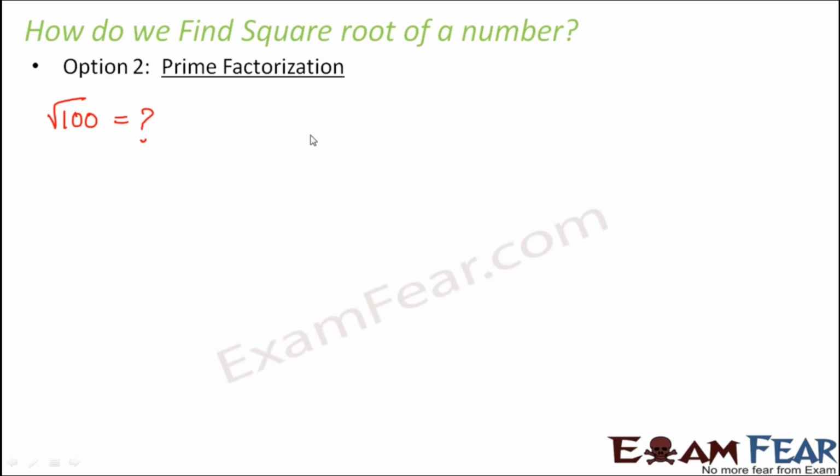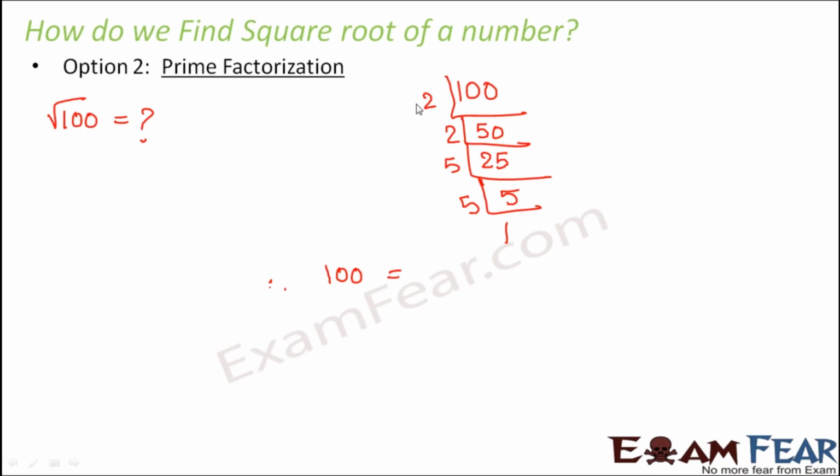So our first step would be to prime factorize 100. How do we do prime factorization? By dividing it by the smallest possible prime number that exactly divides 100. In this case, that smallest prime number would be 2. So 2 into 50 is 100. Further again it would be 2. So 2 into 25 would be 50. Then it is not 2, not 3, because 3 doesn't divide 25 completely. Then it would be 5. So 5 into 5 is 25, and then 5 into 1. Therefore, 100 can be written as 2 into 2 into 5 into 5.